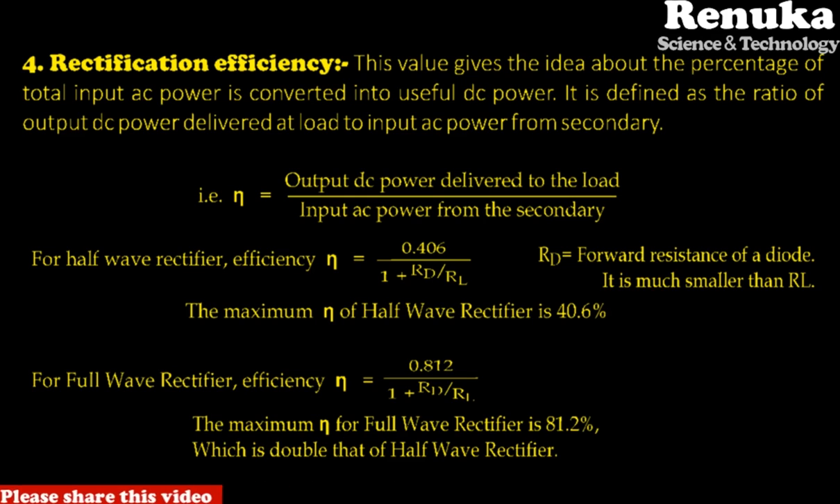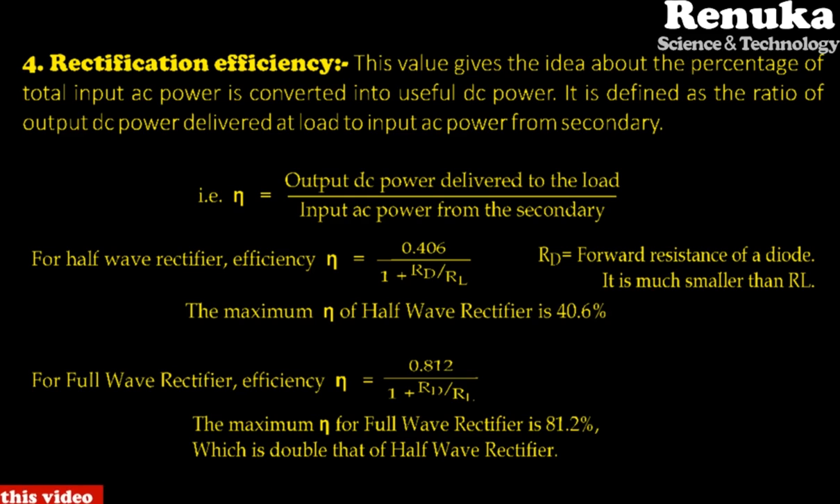Moving to the fourth definition, that is rectifier efficiency. This value gives the idea about the percentage of total input AC power that is converted into useful DC power. It is defined as the ratio of output DC power delivered at the load to input AC power from the secondary. We might have gone through the formula of gain. Gain is nothing but output quantity upon input quantity. In the same way, rectifier efficiency is also calculated. It is denoted by eta.